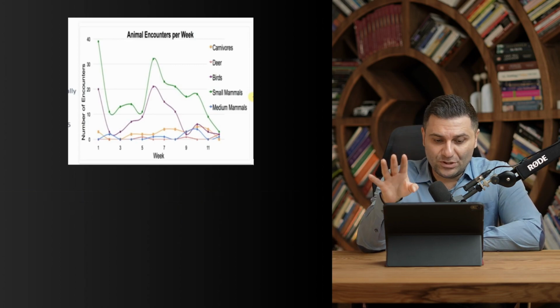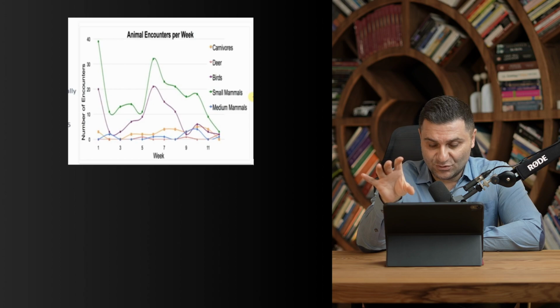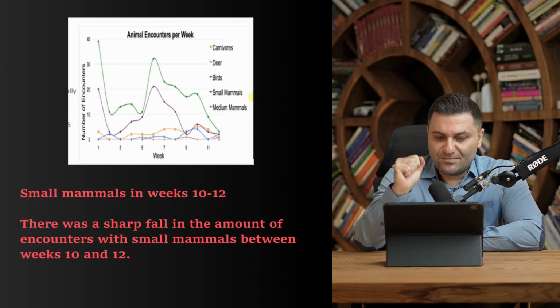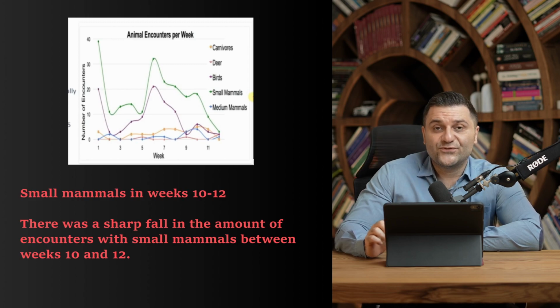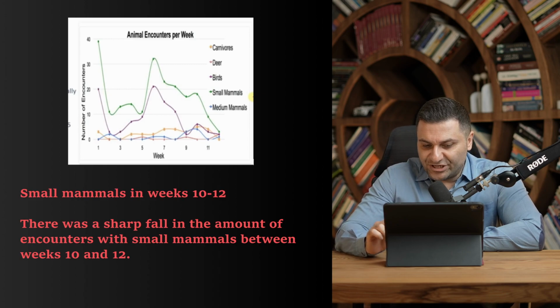Now I'm going to ask you some questions. 3 questions I want you to make sentences with. The first one is about small mammals, the green line, in weeks 10 to 12. As you can see, it is clear that there was a fall. So what adjective can we use to describe this change?